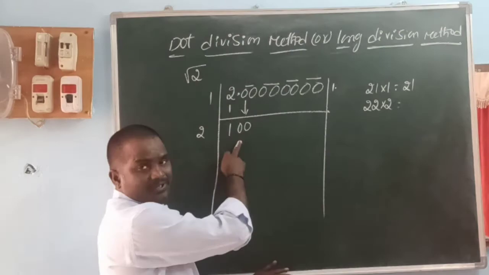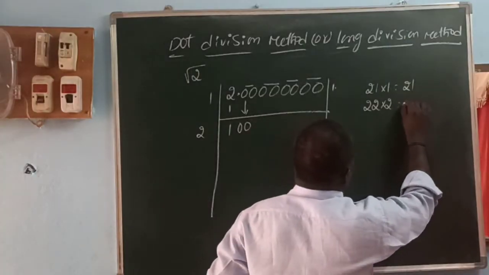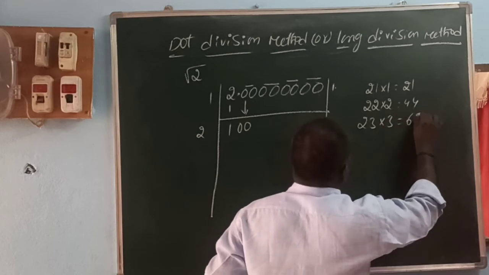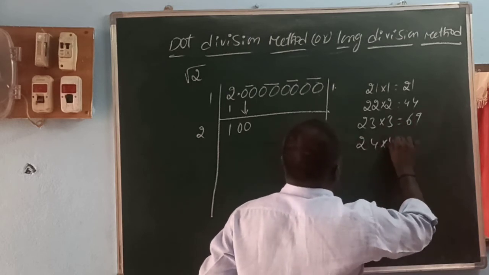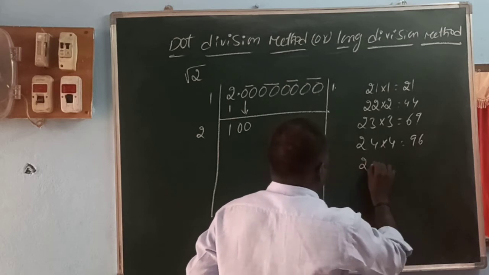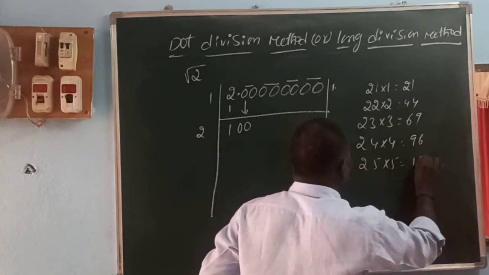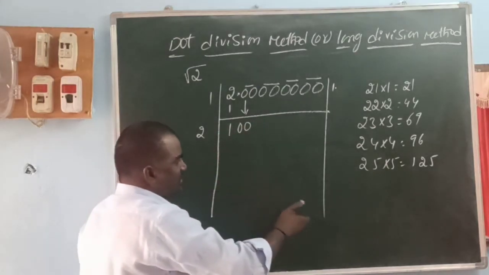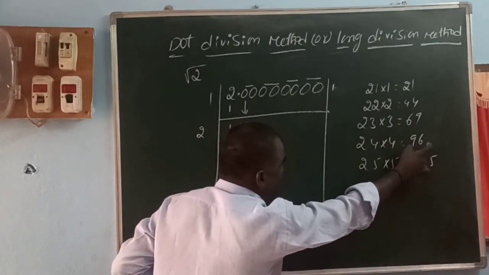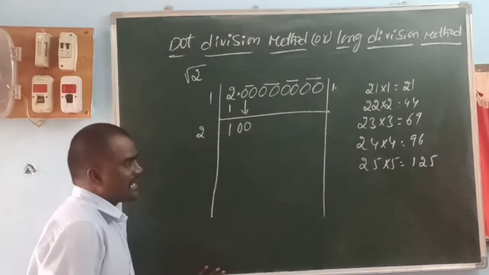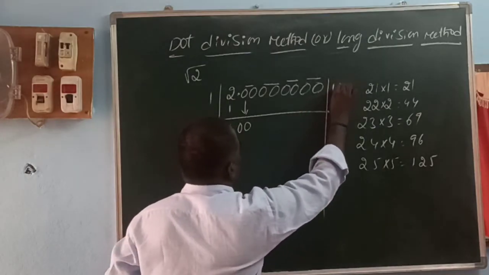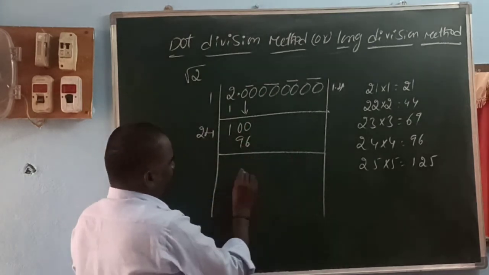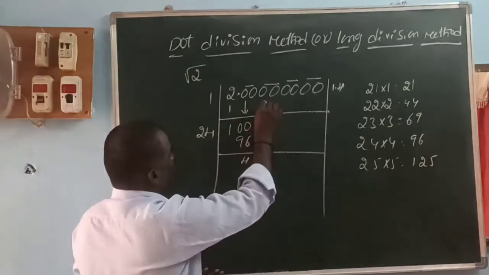Here 100. Okay, so here 22 times 2 is 44. 23 times 3 is 69. 24 times 4 is 96. 25 times 5 is 125. In the division here, how much? 100. So which number is less than 100? 96. That means which digit is satisfied here? 4. Okay, so that is how much? 96. From 100 we subtract 96. We get 4. Draw one dot.